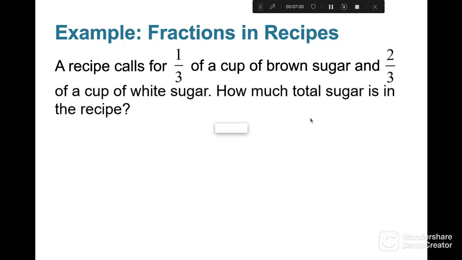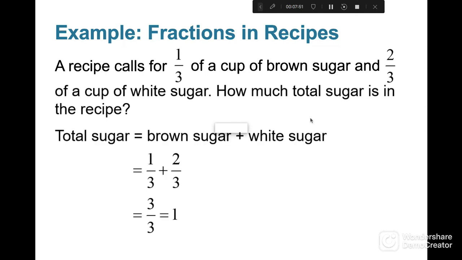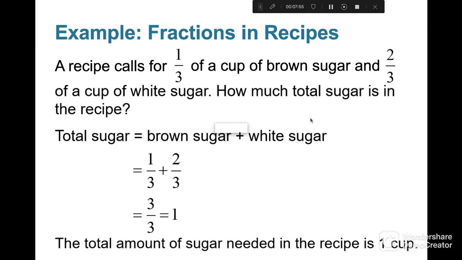Then we also have some recipes here. A recipe calls for 1/3 of a cup of brown sugar and 2/3 of a cup of white sugar. How much sugar is there in total? In total means we're doing what? We're going to add these 2 fractions together. 1/3 plus 2/3 is how much? 3 over 3, which reduces down to 1.